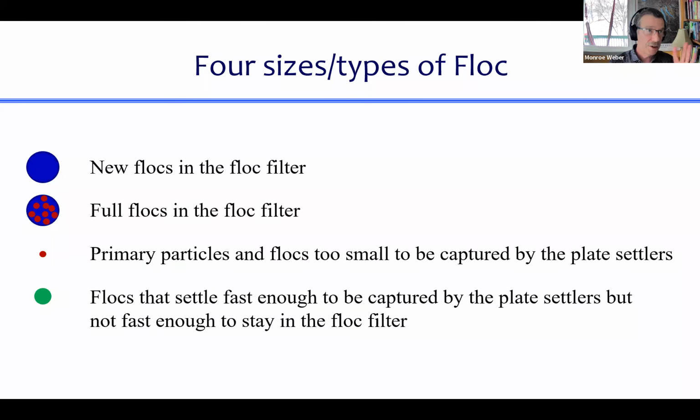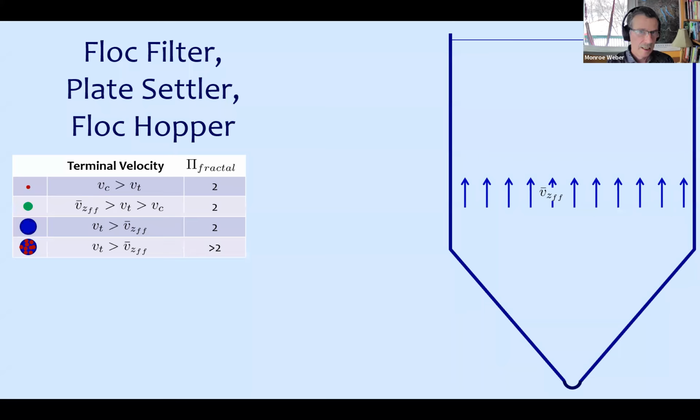So now let's go to the animation. So first of all, here are those 4 classes of particles again. And let's talk a little bit more about them. The smallest ones have a terminal velocity, their sedimentation velocity is less than the capture velocity of the plate settlers. And we'll talk more about exactly how that works, but it means that they don't settle fast enough to be actually captured in the plate settlers.